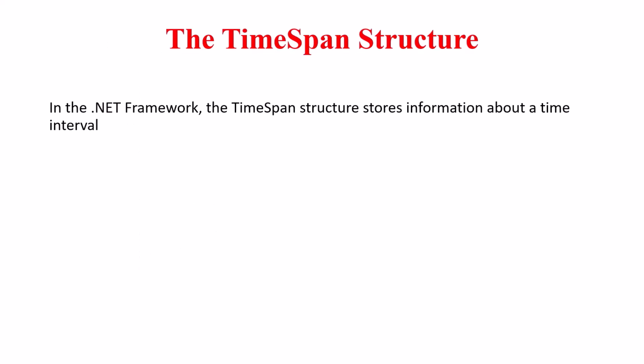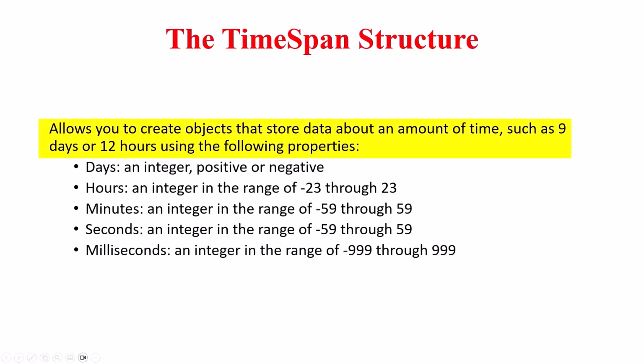The other structure I want to show you as we get into this introduction is a TimeSpan structure. In the .NET framework, the TimeSpan structure stores information about a time interval. It allows you to create objects that store data about an amount of time, such as 9 days or 12 hours, using the following properties: the days, hours, minutes, seconds, and milliseconds.